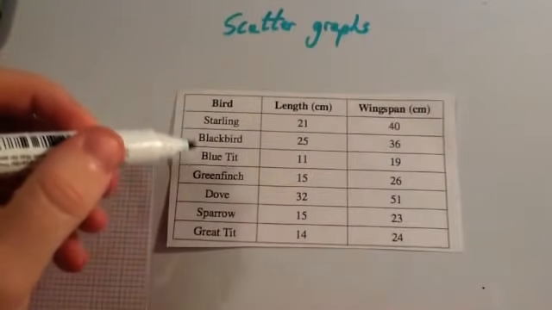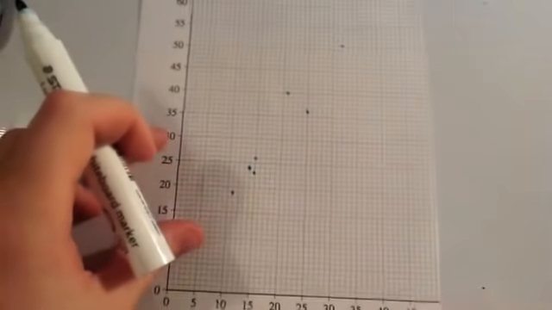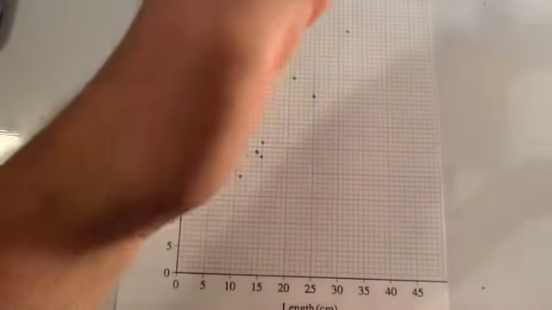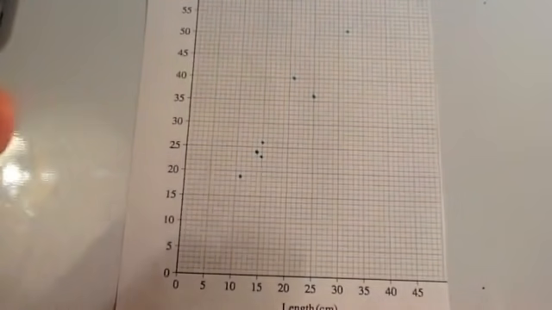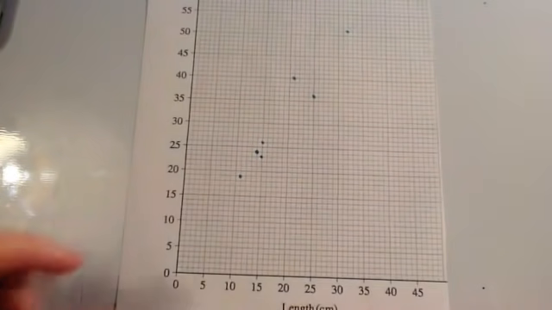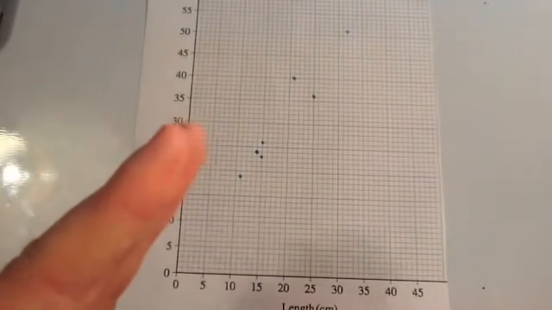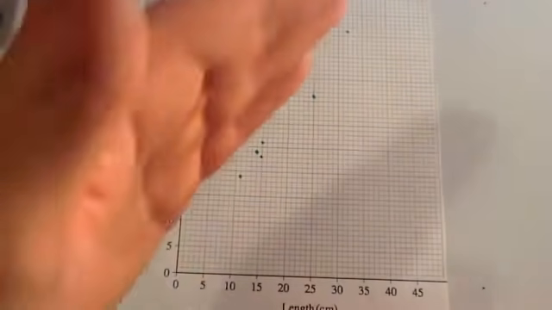Okay, I've now plotted the 7 points, and they look something like this on the scatter graph. As you can see, it's going up with a positive correlation. Watch the video on scatter graph correlation now to see what I'm talking about. Okay, so positive correlation is as the length gets bigger, so does the wingspan. So it's going up from bottom left to top right. So it's going up in a positive correlation.